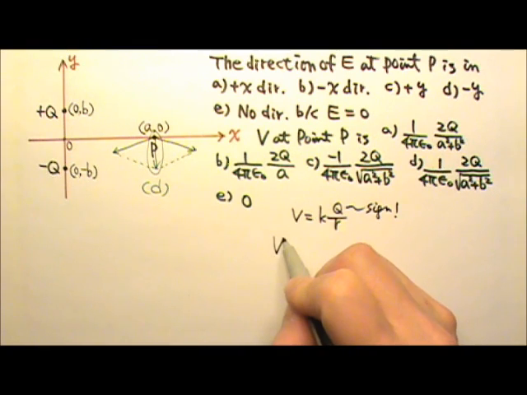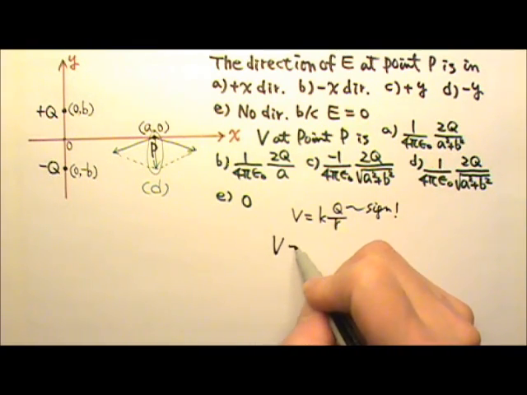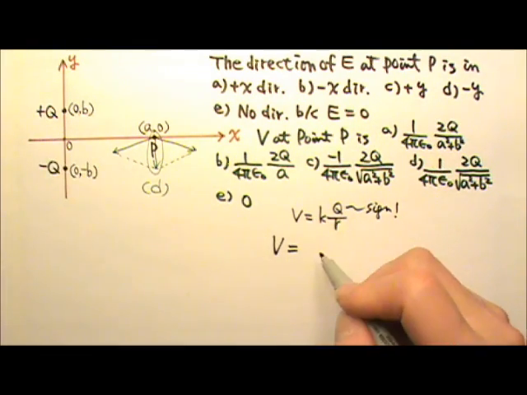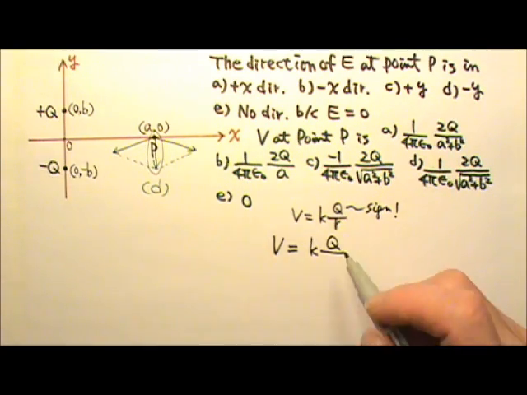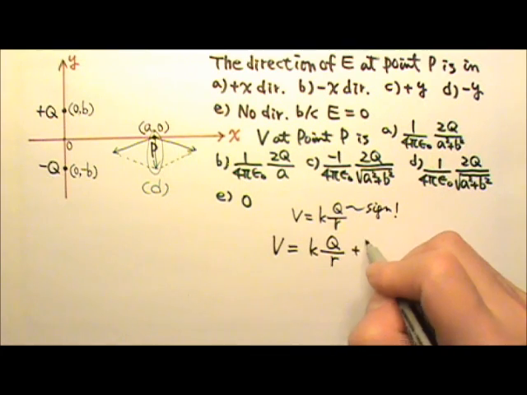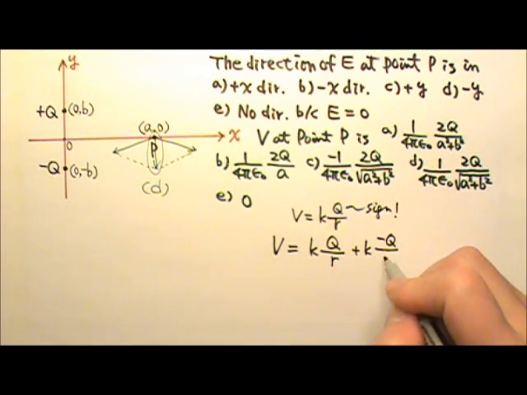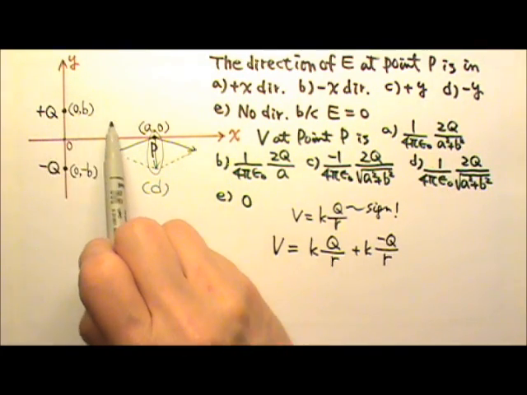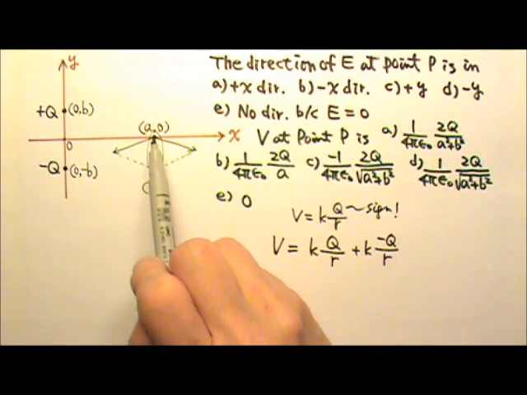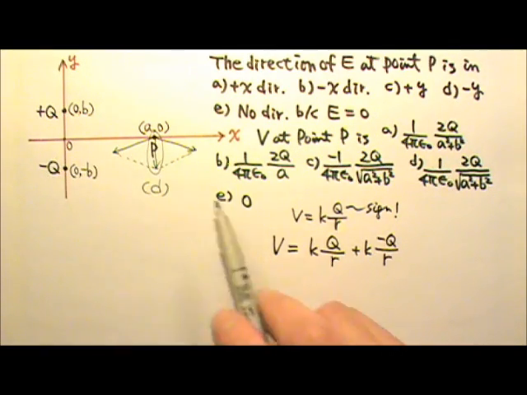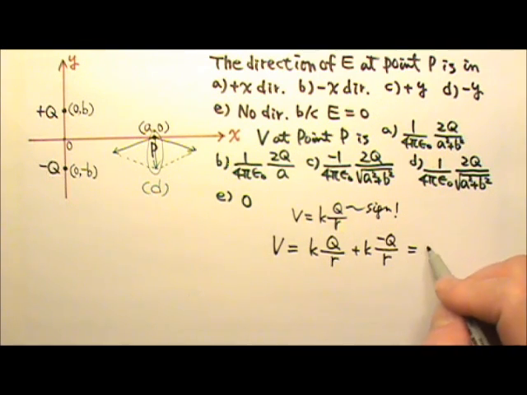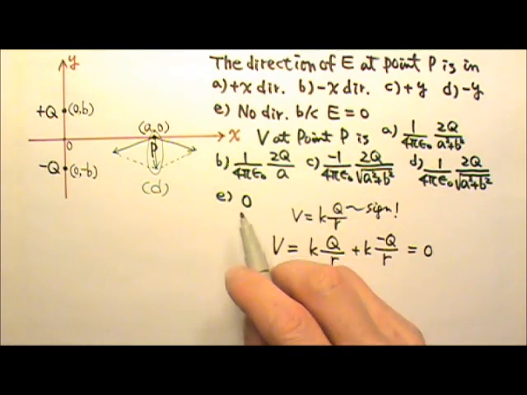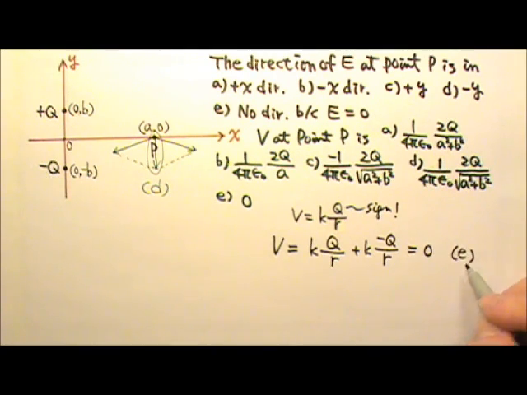So the net electric potential would be the potential produced by the positive Q, k positive Q over r, and the k negative Q over r. The r would be the distance between the charge and the point P, which is the same for both. That means when we add these two together, we're going to get 0. So the answer for the second one is E.